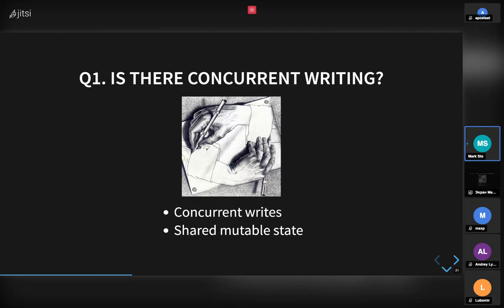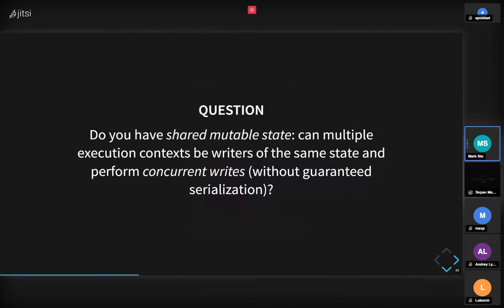And there is also one additional concept that we'll need to have this whole conversation a bit more streamlined. The concept is serial execution, or serialization of updates or writes. It's a guarantee that write operations to a given state execute one at a time in some order. At any point in time, at most one execution context performs a write. So the question here is, in your problem, do you have shared mutable state? Can multiple execution contexts be writers of the same state and perform concurrent writes to it without guaranteed serialization?